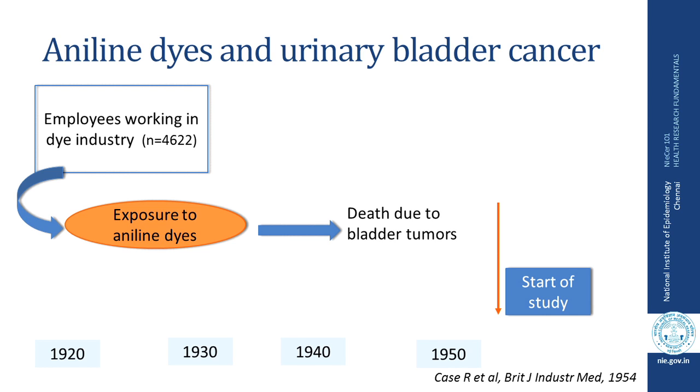Investigators also reviewed the death records of these 4,622 individuals, and they looked for any mention of urinary bladder tumors on their death records. Then they compared the death rates in this population with the expected number of deaths from bladder cancer using national statistics. So, by the time the study started, both exposure and outcome had occurred.